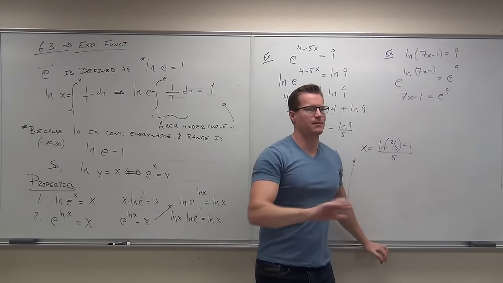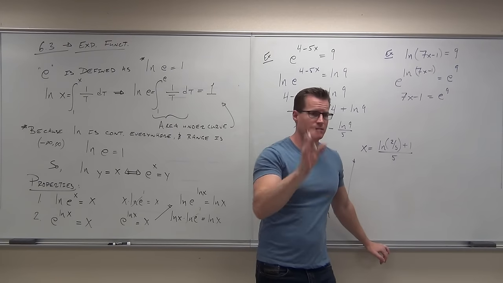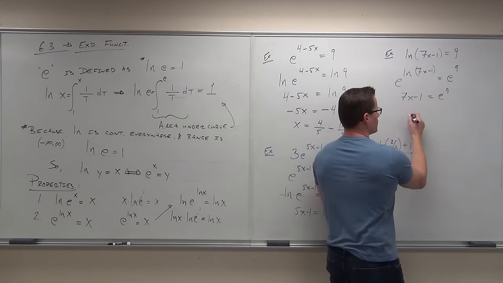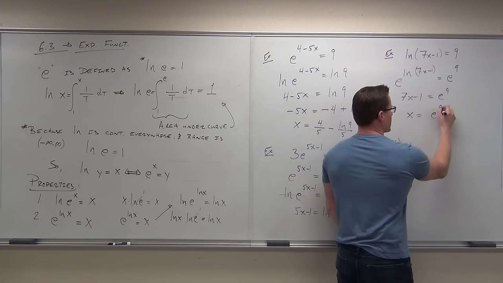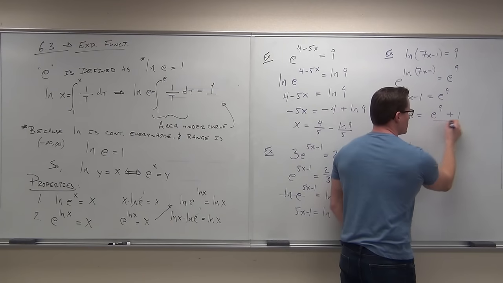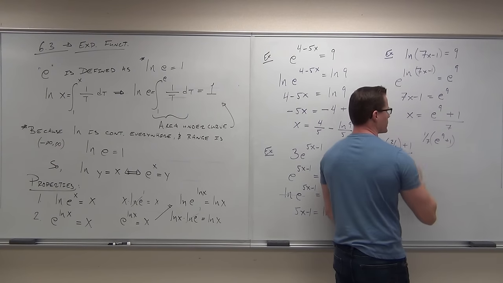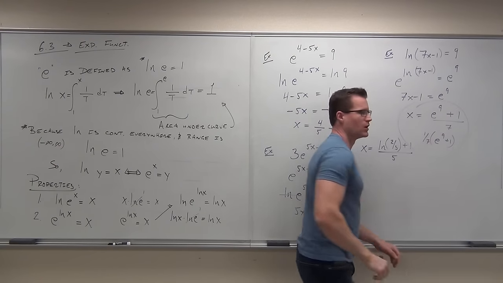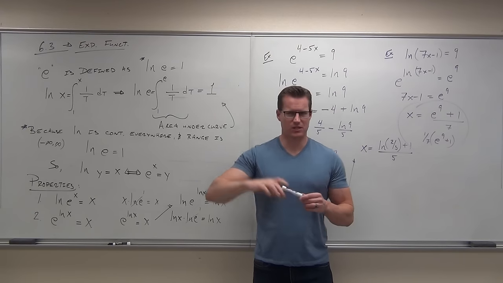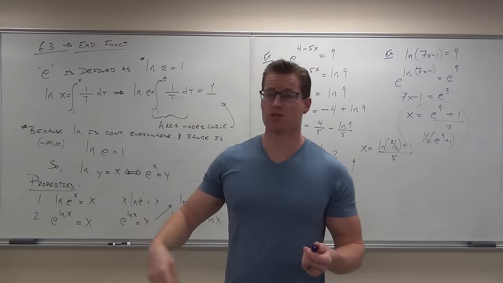After that, piece of cake. Just solve for x. How are we going to solve for x? Perfect. So if I add 1, we get x equals e to the 9th plus 1. If I divide by 7, put the whole thing over 7, or you can write this as e to the 9th plus 1 times 1/7. Either way is appropriate, and I really don't care. Show of hands if you feel okay with how to solve these basic ones. All right, we'll practice a couple more next time, and then we'll start talking about how to do derivatives of e.